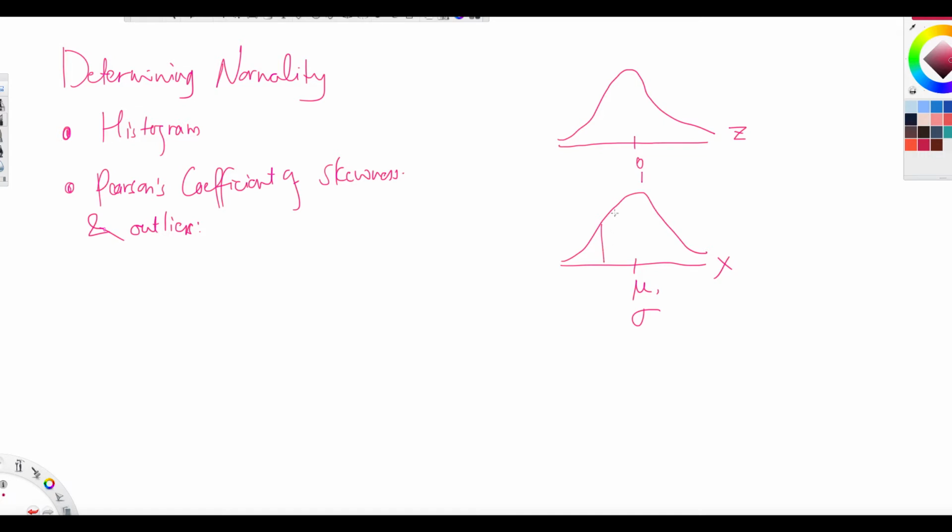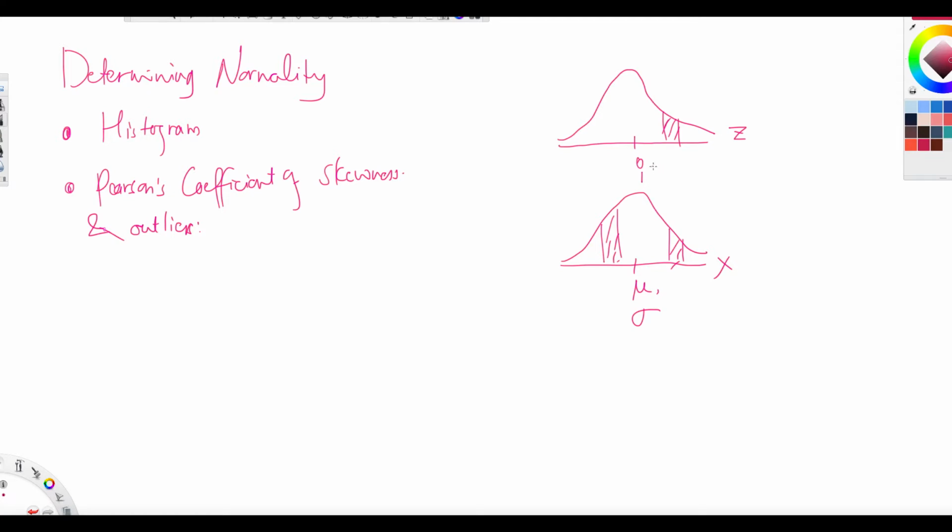And we found out how to use the calculator to find the area under a curve, or left of some number, or right of some number. All those kinds of things we discussed in the last videos. Now, if the data is normally distributed, then we can use the calculator to find the area or the probability under a normal curve. But how do we know if the data has a normal distribution or not?